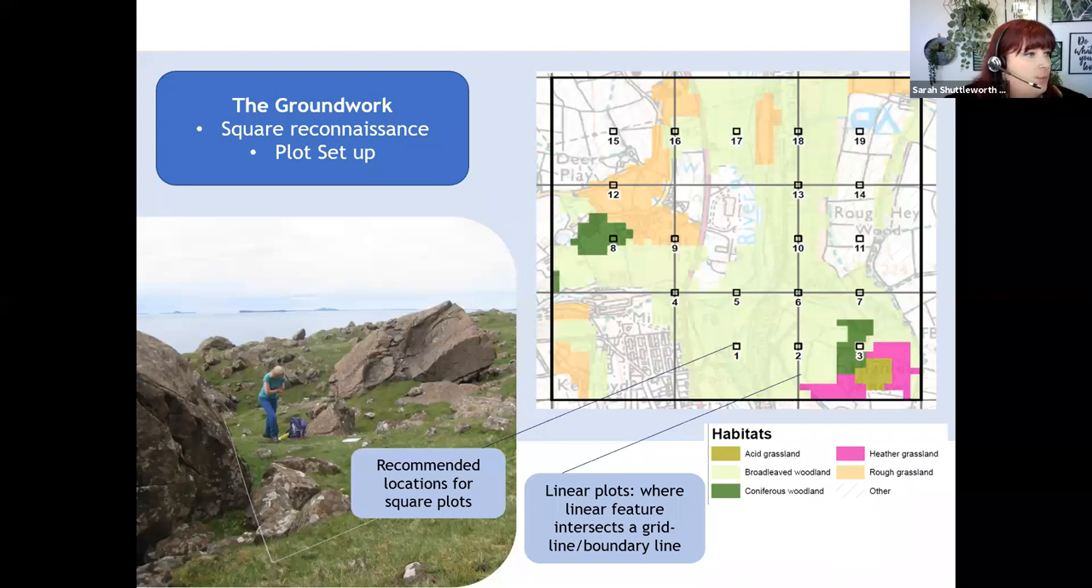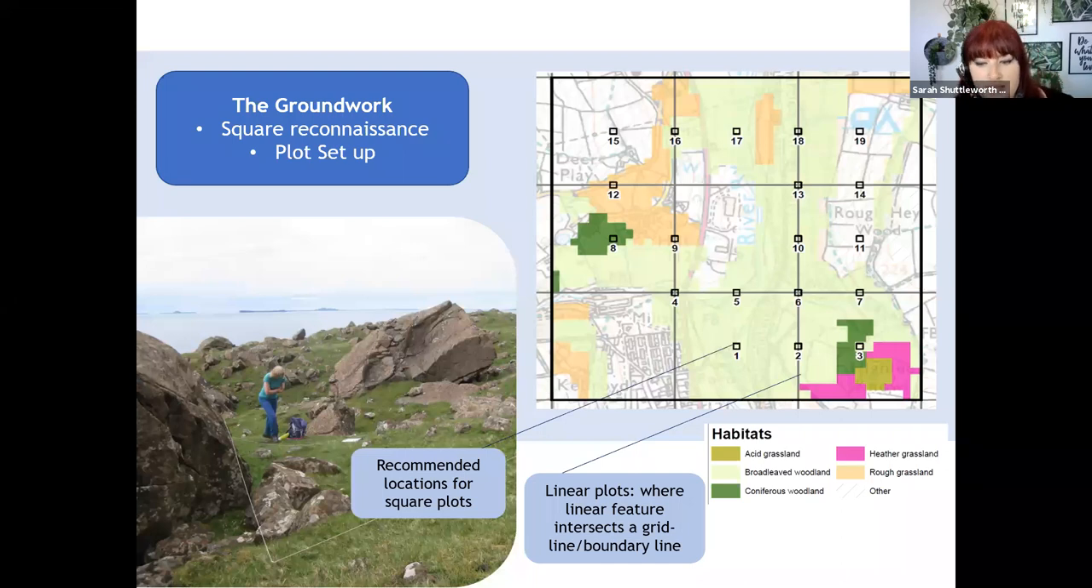So just to give you a brief overview of how the five plots are selected within the monads. Square maps provided to each volunteer will look a little bit like this. The pre-selected numbered plot locations are randomised, but the 1 kilometre grid squares themselves are selected with a bias towards those with NPMS habitats. So the idea is that each of these 1 kilometre squares will hopefully have some NPMS habitat in it. They're not going to be put where there isn't any at all.